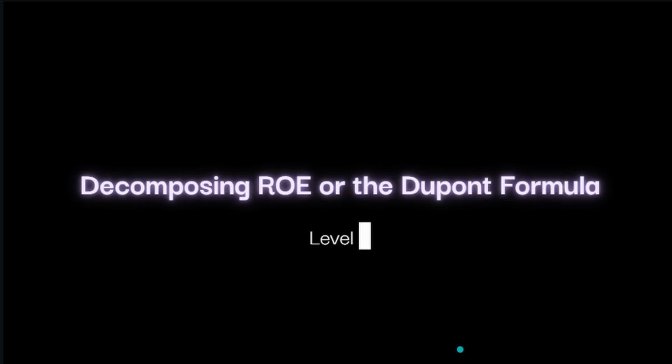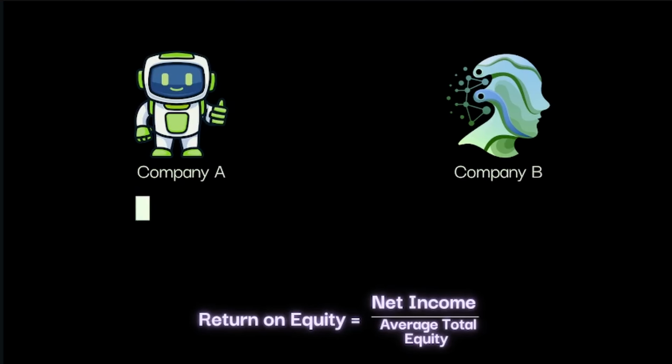Finally, on the third level of analysis, we have decomposing ROE, or the DuPont formula. Decomposing ROE breaks down return on equity into key components to show which company operation is having the most influence or could be improved. I actually found this pretty difficult to understand the first time I read it, but by the third time I read it, it seemed second nature and simple.